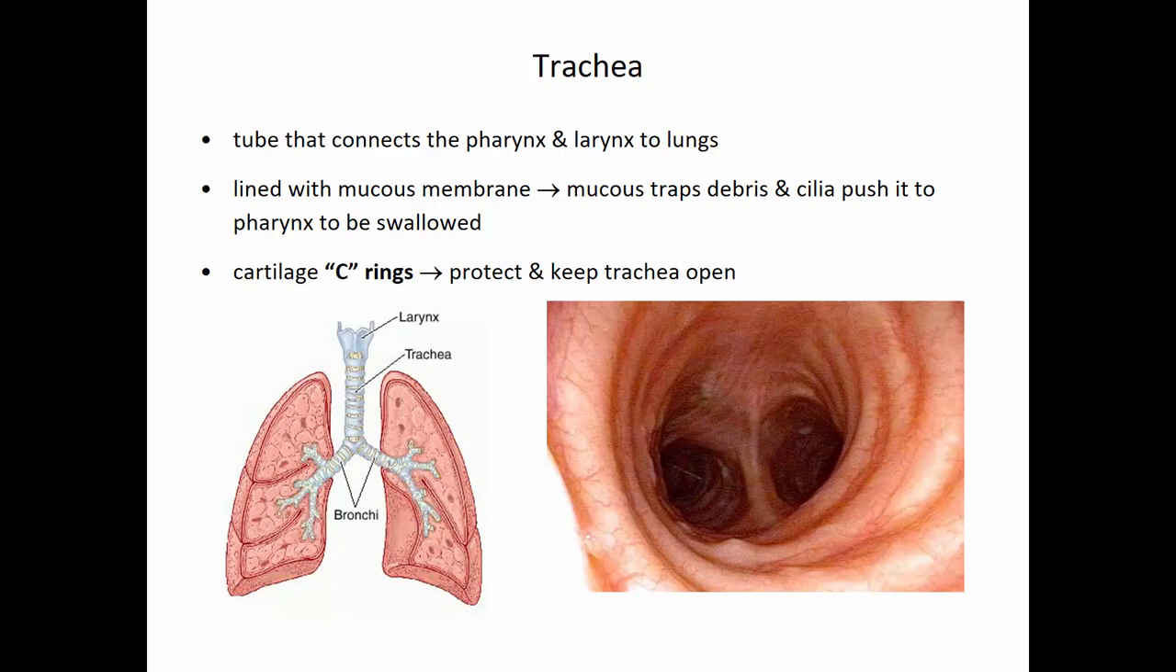Our trachea is a long tube that connects our pharynx and larynx to the lungs, and it is also lined with that mucous membrane, which produces mucus with little cilia that push it to the pharynx to be swallowed. The outside of the trachea is held open by these rings of cartilage. Now these are C rings, so they're not a complete circle. They're open at the back, so this is a C shape, and they hold the trachea open.